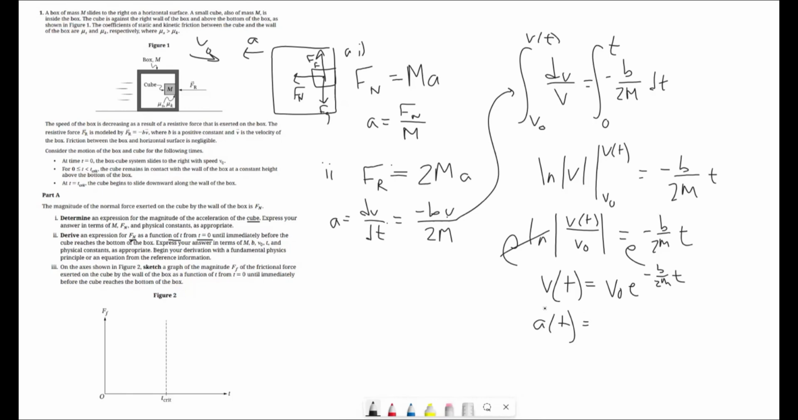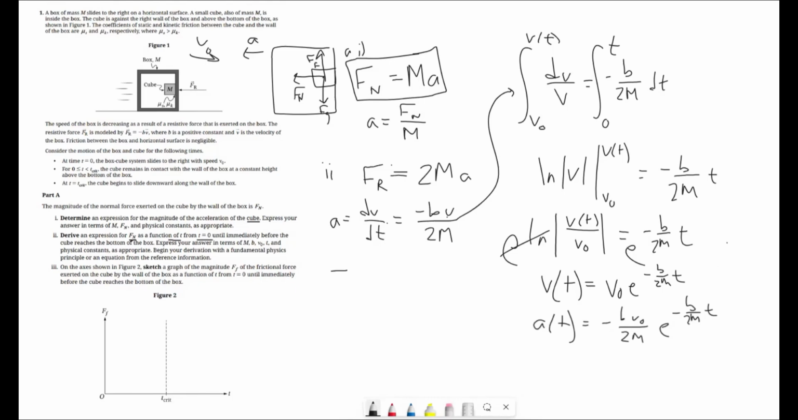So the derivative of velocity is acceleration. The derivative of this, e is itself, but then chain rule, the derivative of negative b over 2m t would be negative b over 2m. So we're going to have negative b v sub 0 over 2m e to the negative b over 2m t. That's our acceleration function. Now we can plug that right back into here.